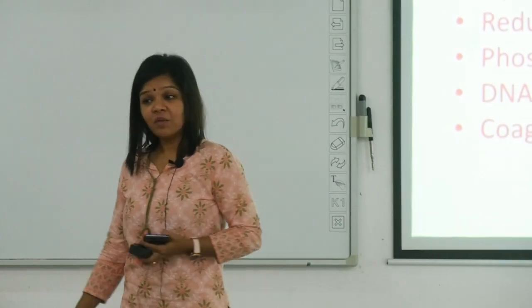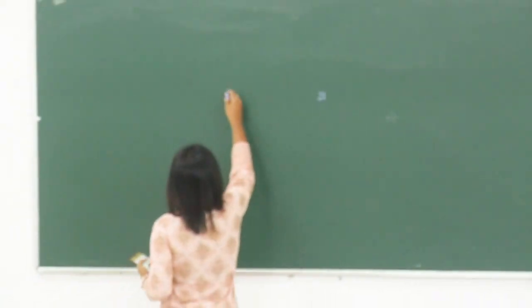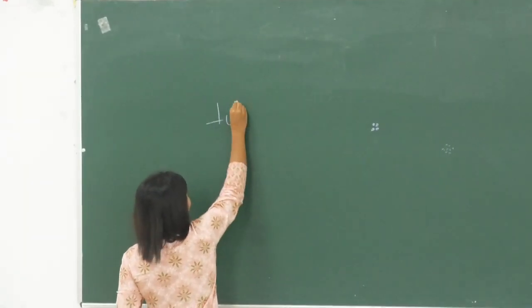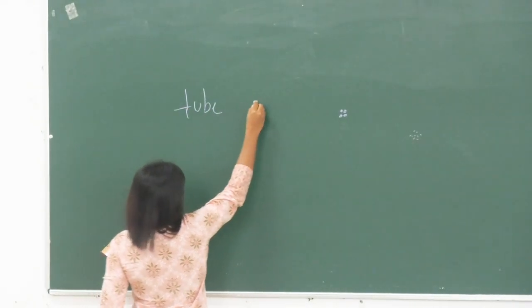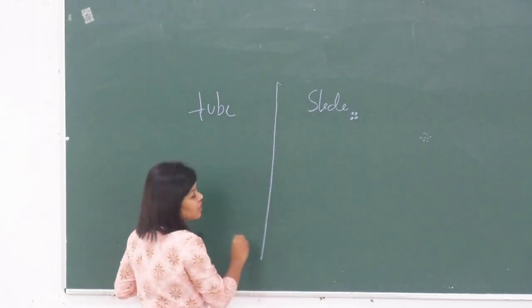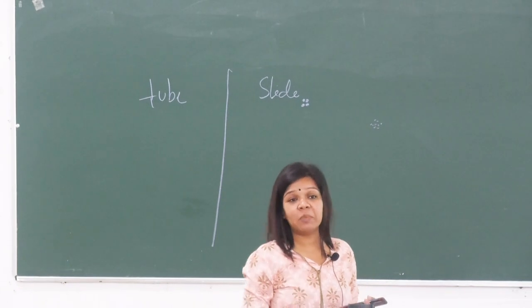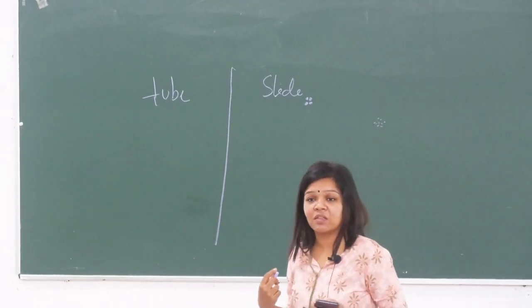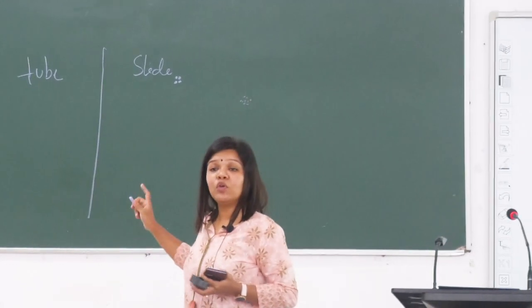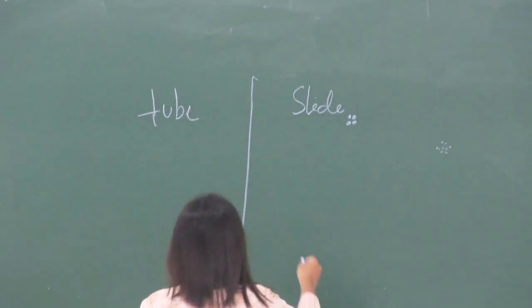One is called slide clumping factor, which is present in Staphylococcus, and one is tube coagulase test, and one is slide coagulase test. Okay. This thing will be asked to you, let it be your theory exam or let it be your viva exam: what is the difference between slide coagulase and tube coagulase?